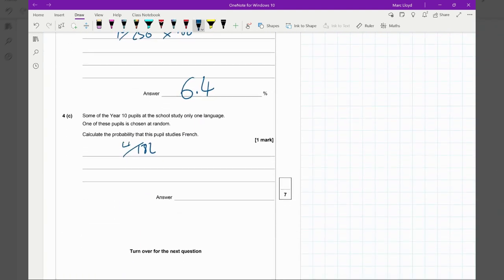So 43. And then I'm not going to progress any further. I don't need to turn that into a percentage. I don't need to turn it into a decimal. That probability as a fraction is going to be fine. And I'm done. So that's question 4 done.